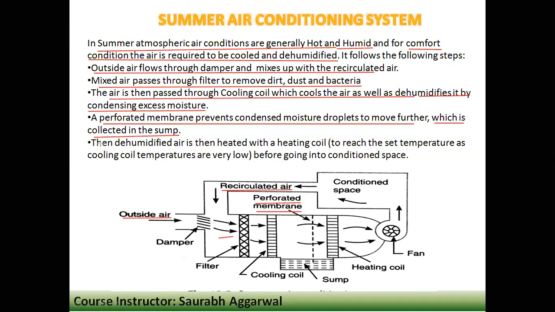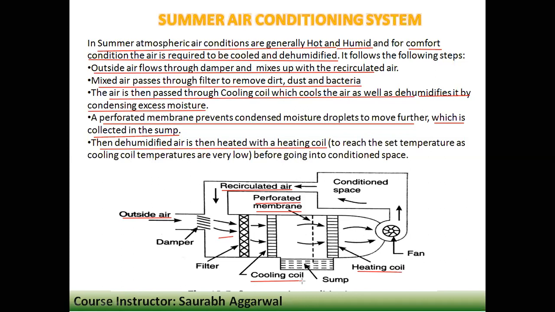Then we have the dehumidified air, which is then heated with a heating coil. Now why do we have to heat it again? It is being heated again because this temperature is very low. The cooling coil temperature is very low. It is around 3 degrees, 5 degrees, 2 degrees. So this is the temperature of the cooling coil, and so is the temperature of the air.